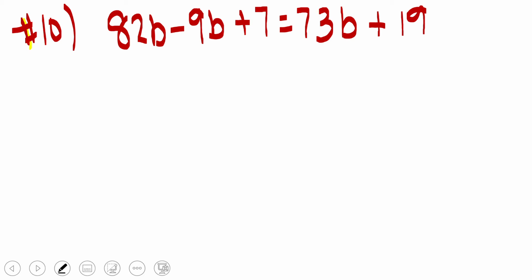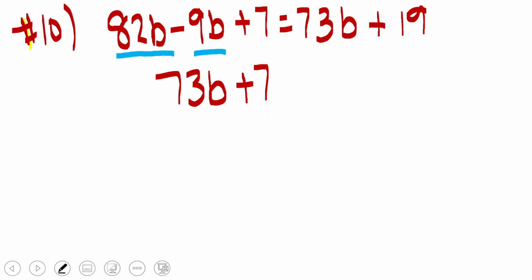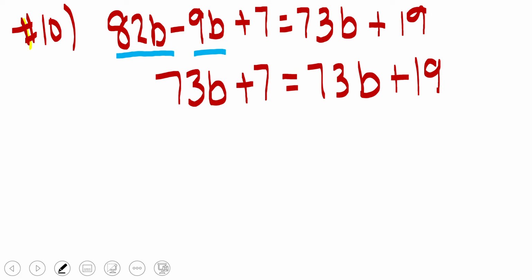We're going to simplify on the left side of the equation first because we have two like terms, 82b minus 9b. 82b minus 9b is 73b. Everything else transfers down. We rewrite our problem. Now we need to combine like terms but work across the equal sign.